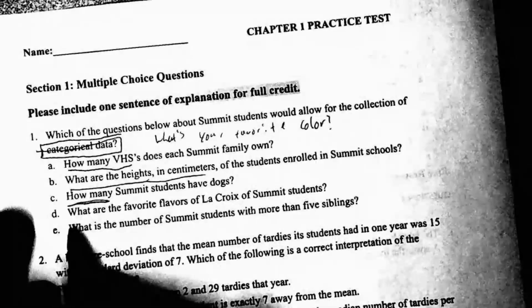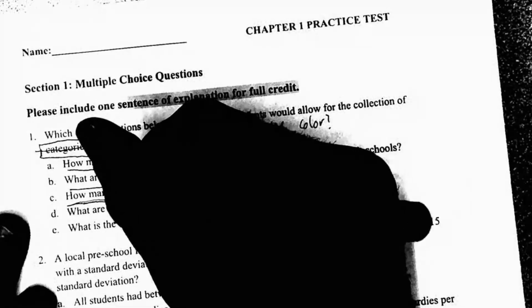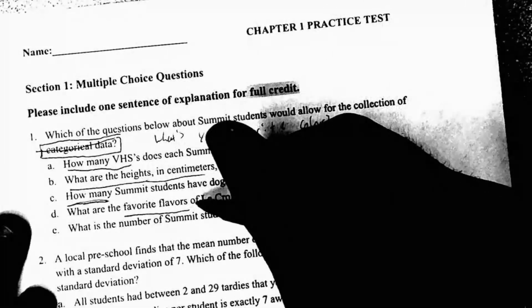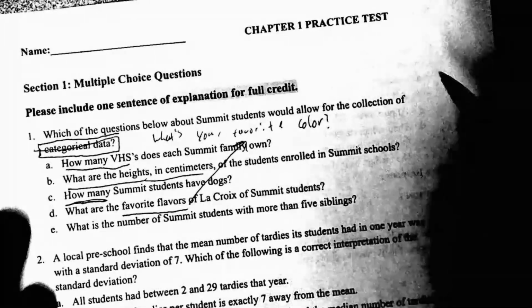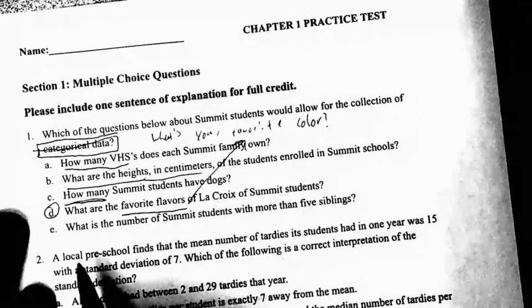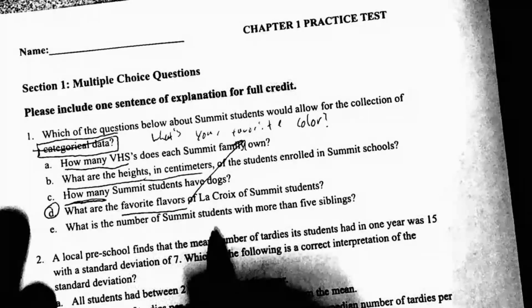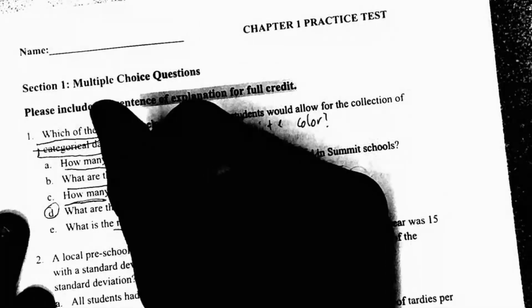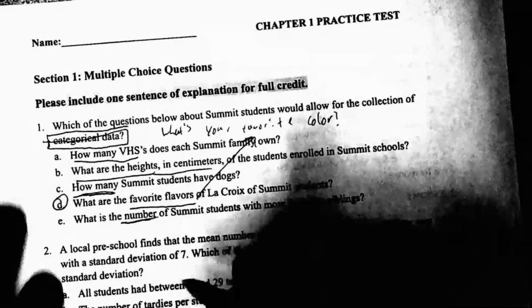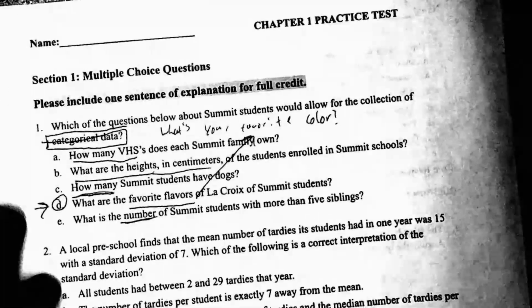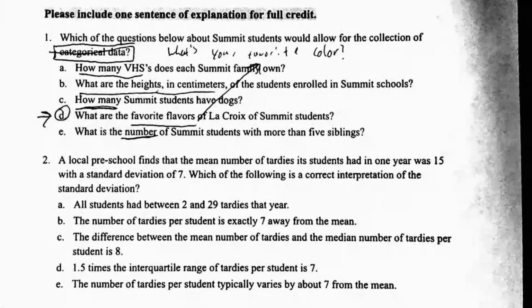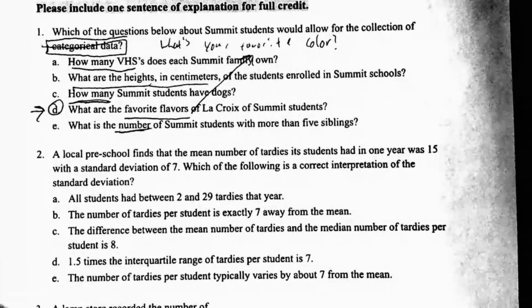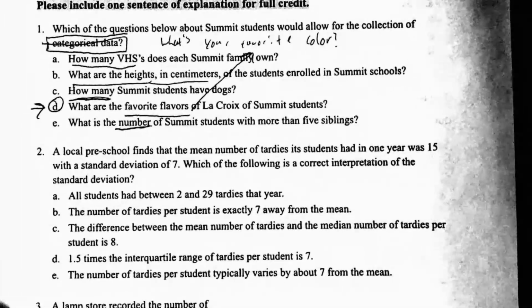Have dogs. What are the favorite flavors? Okay, so see the similarity between favorite flavors and favorite colors. You're fitting into a category. All right, so it's going to be D, and then E. What is the number of students with most siblings? Again, I'm looking for a number, so that's the hint, it's numerical. So it must be D. D is categorical.